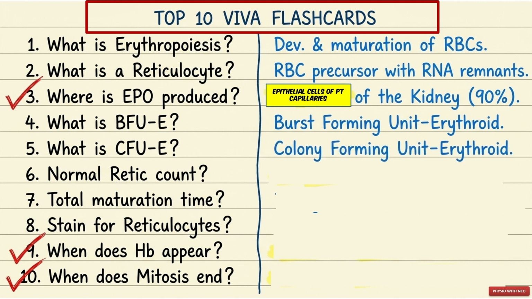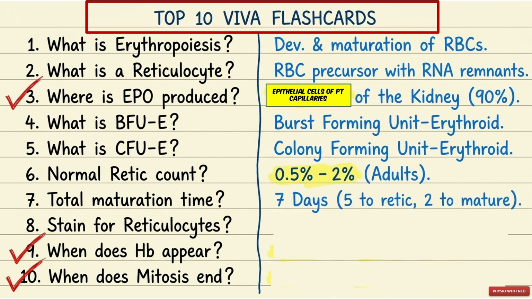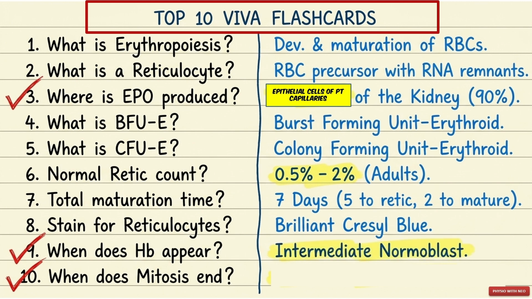Normal retic count 0.5 to 2%. Total maturation time 7 days. 5 days to retic and 2 days to mature. Stain for reticulocytes. Brilliant cresyl blue. When does the hemoglobin appear? Intermediate normoblast. When does the mitosis end? Intermediate normoblast. Now pause here and test yourself.